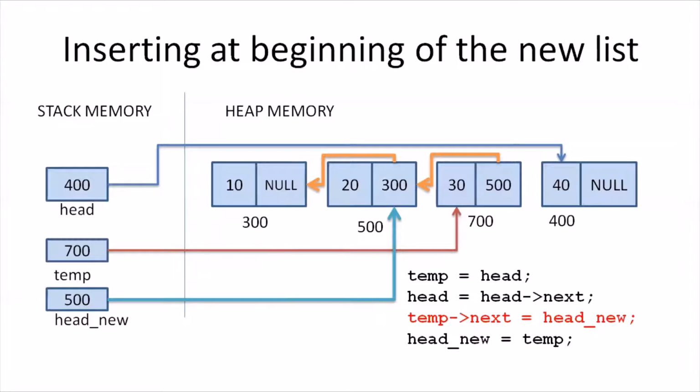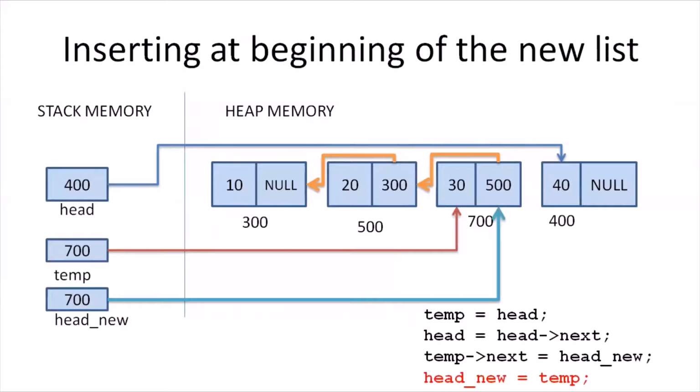So when we execute temp next is equal to head new, the address 500 gets stored in the next part of the node pointed by temp, indicating that the original third node of the list will now point to the original second node of the linked list, thereby reversing it. Next, when we execute head new is equal to temp, head new now holds the address 700, indicating that it will now point to the original third node of the linked list.